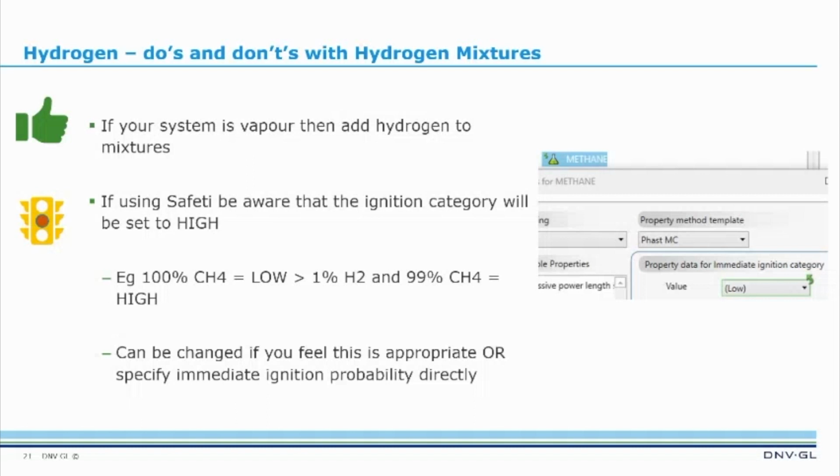If you just put any amount of hydrogen in a mixture, it's going to trigger the immediate ignition probability to high. So an extreme example of that would be if you've got a methane stream which has a low immediate ignition probability, and then you put in 1% of hydrogen, then suddenly it's going to switch to high, and arguably that's too extreme a change. So just please be aware of that. You can change this if you want, but we do get support cases where people are getting discontinuities in modelling and don't understand it. So please be aware of that.